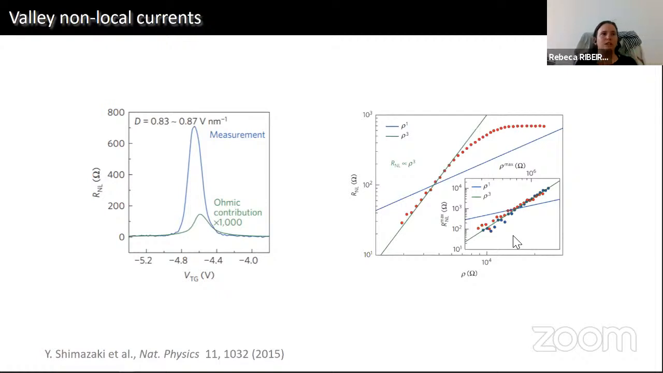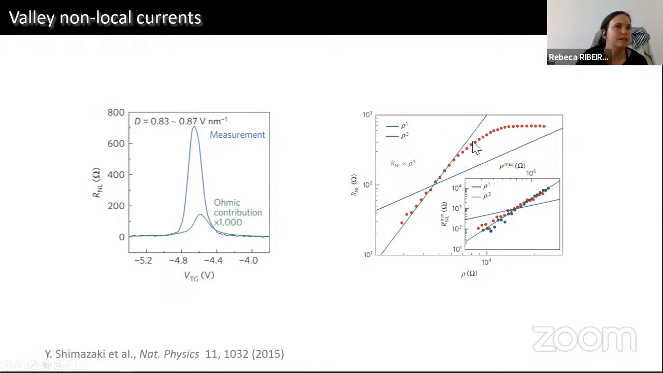But are they topological? Well, they try to answer this question about the topology the same way as in the monolayer, with the cubic relation. In fact, when they look at the non-local resistance as a function of the local resistance, they found this cubic relation that seems to be the ultimate signature that we have to demonstrate that valley current, or a non-local current, is really topological. However, the first thing that you have to notice in this plot that is very important is that this cubic relation is only observed for very low displacement fields.